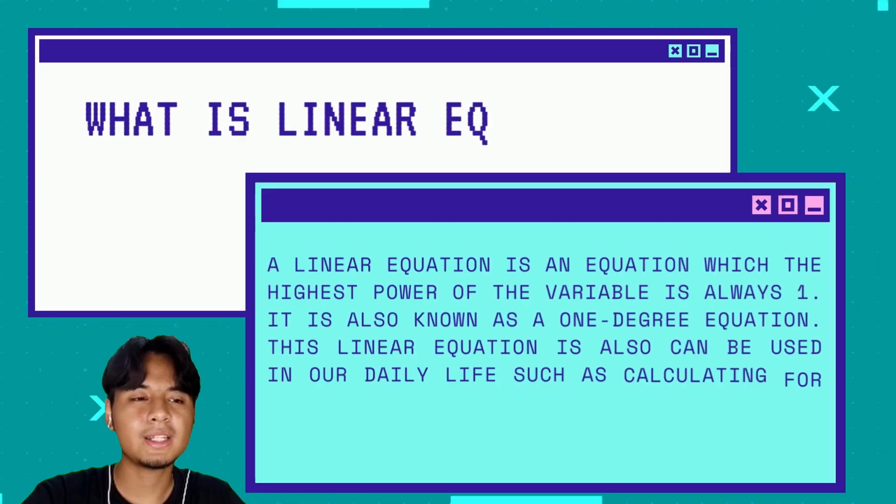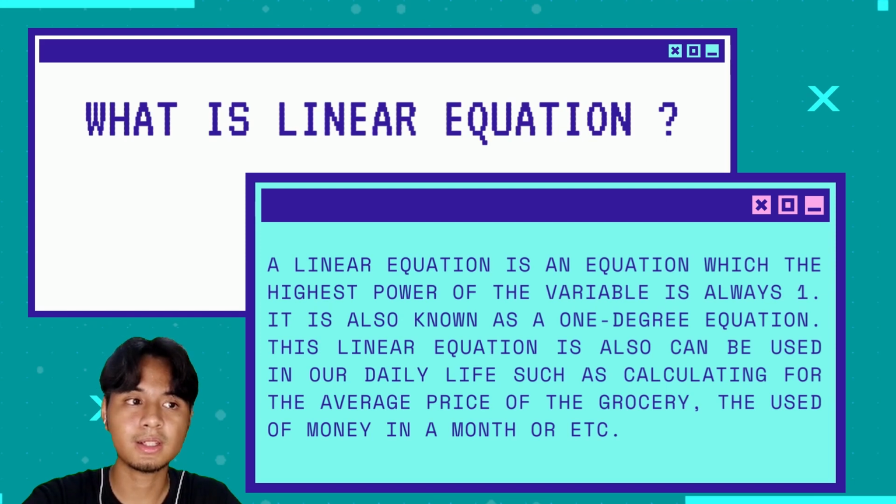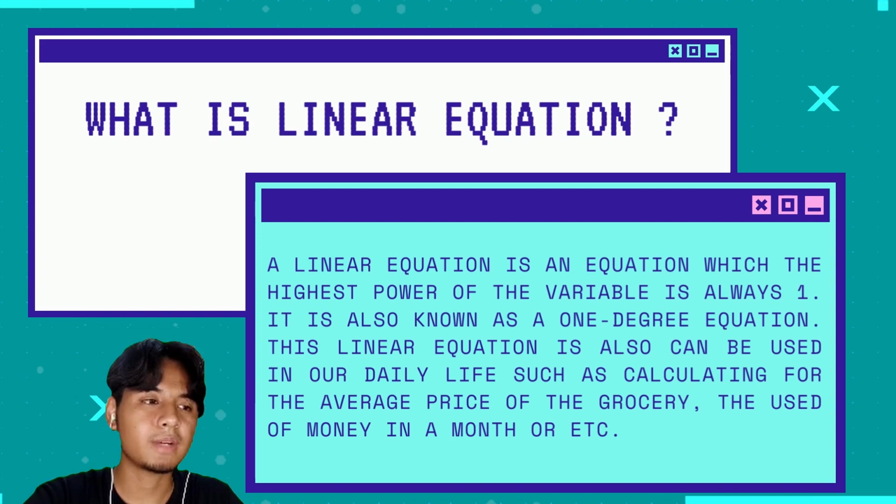As we know, a linear equation is an equation in which the highest power of the variable is always 1. It is also known as a one-degree equation. This linear equation can also be used in our daily life, such as calculating the average price of groceries, the use of money in a month, or etc.